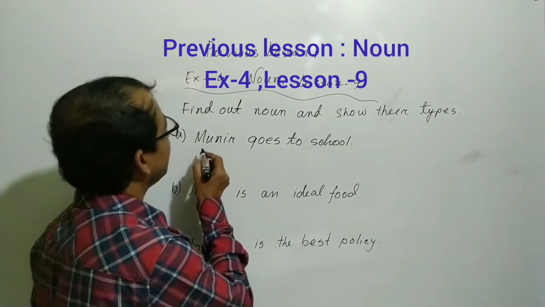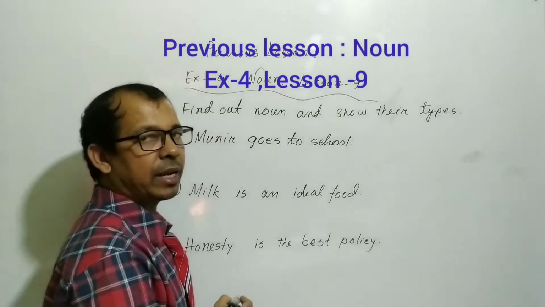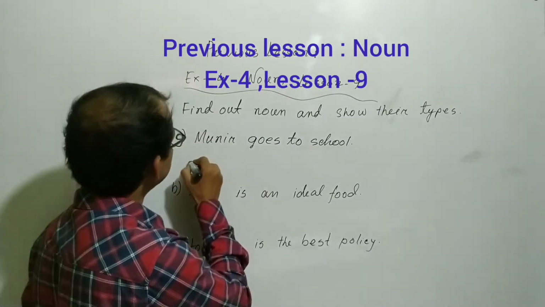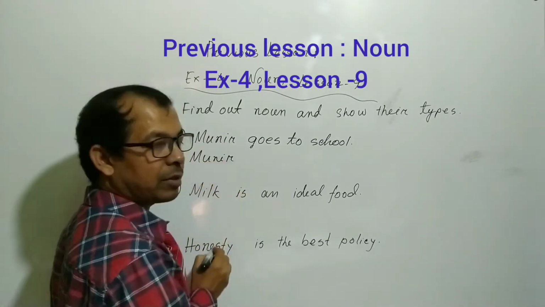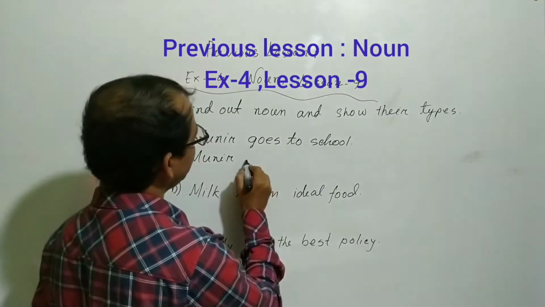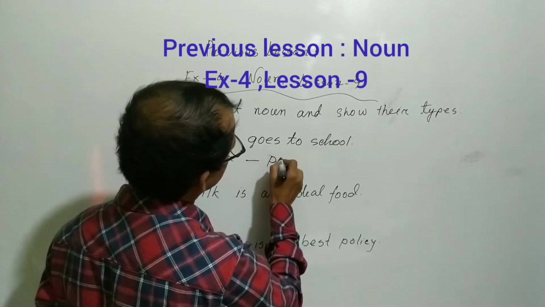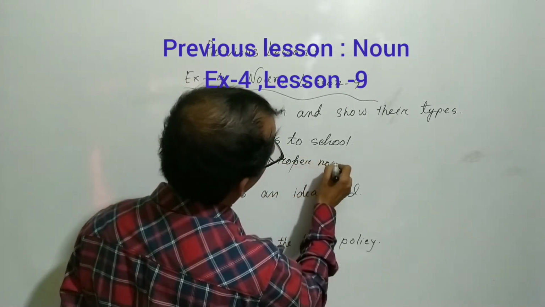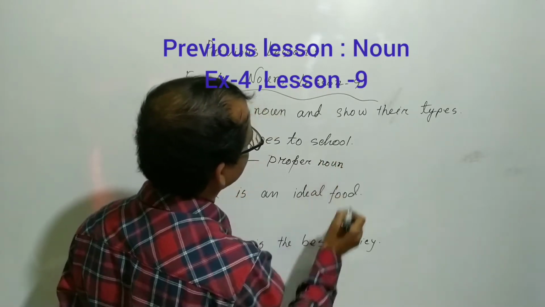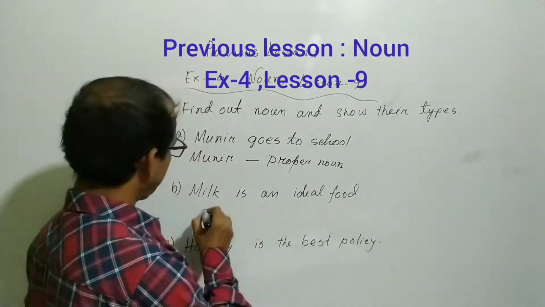So, first one, Munir goes to school. In this sentence, which one is a noun? Okay, this is Munir. Munir is a noun. Can you tell me what kind of noun? Yes, this is a proper noun. Can you tell me why? Because it's the particular name of a person.